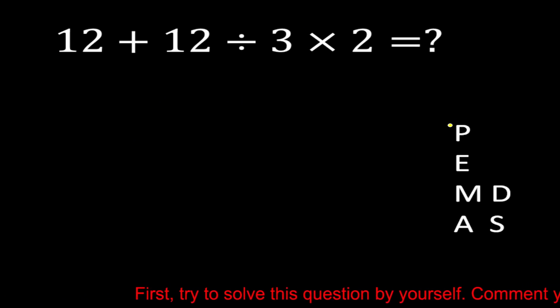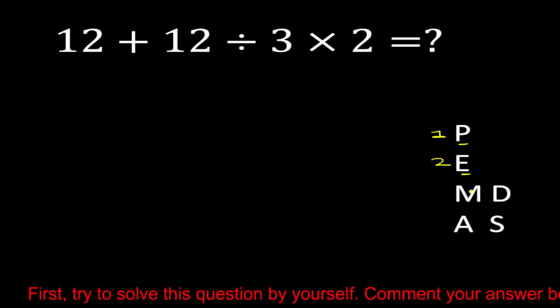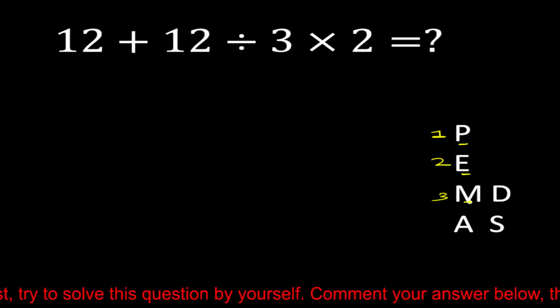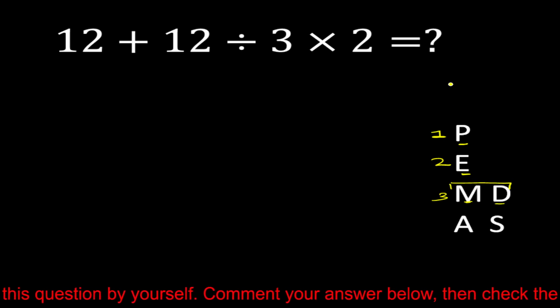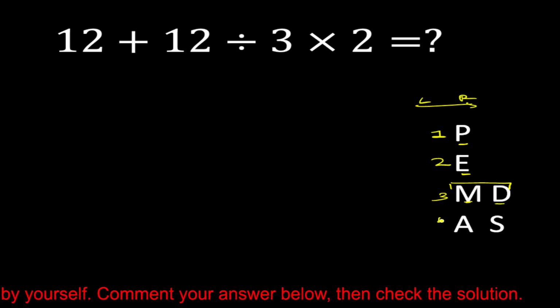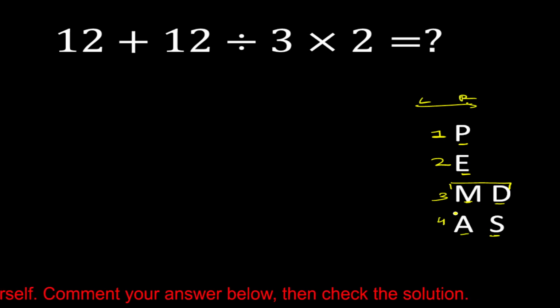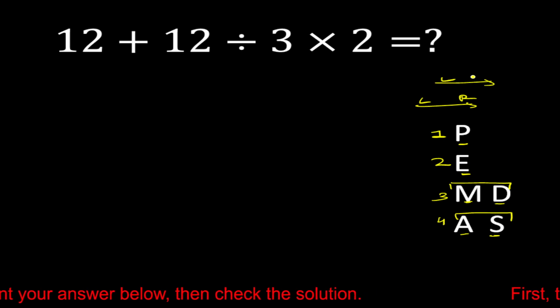According to the PEMDAS rule, first priority is parentheses, then second priority is exponents, and third priority is multiplication and division. Here multiplication and division both have equal priority, so we have to solve it from left to right. Then fourth and last priority is addition and subtraction. Also addition and subtraction both have equal priority, so we have to solve it from left to right.